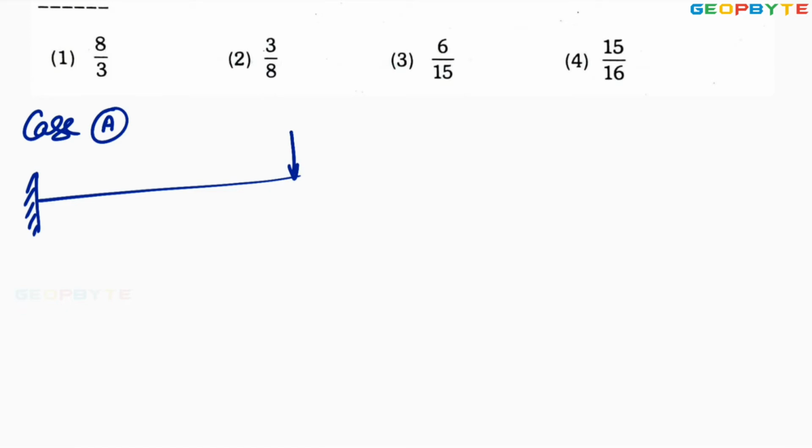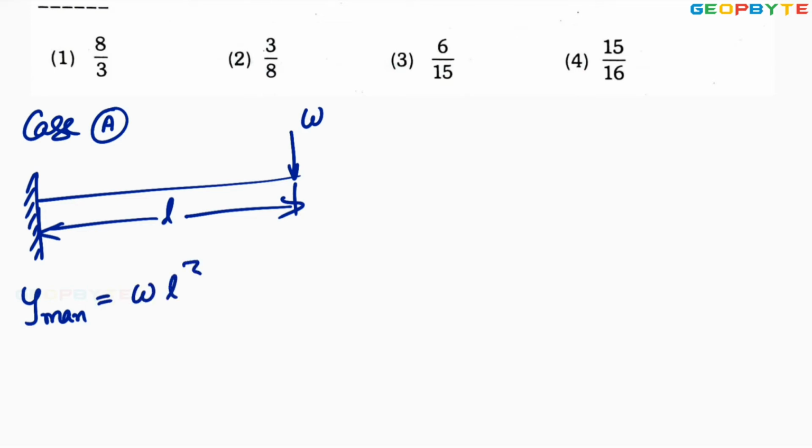Case A, the cantilever beam with point load at its free end. Length of the beam is given L. Then maximum deflection, right at the free end, maximum deflection at the free end equal to WL cube by 3EI.